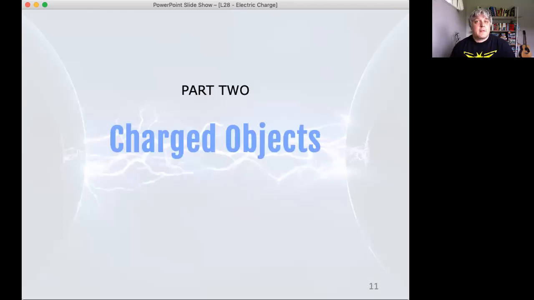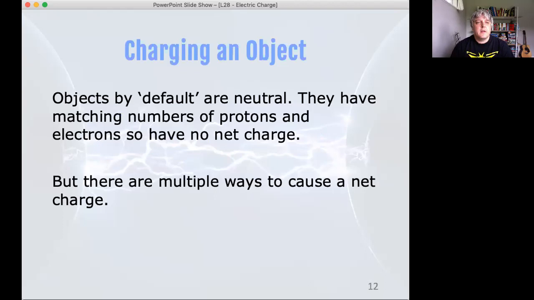So hopefully you've got an idea of what charge is and what we mean by saying an object is charged, right? As a reminder, it just means that there are more or fewer electrons than there are protons in the object. And that is it. That is all we mean by saying an object is charged. Objects by default are neutral. They have matching numbers of protons and electrons, so no net charge, right?